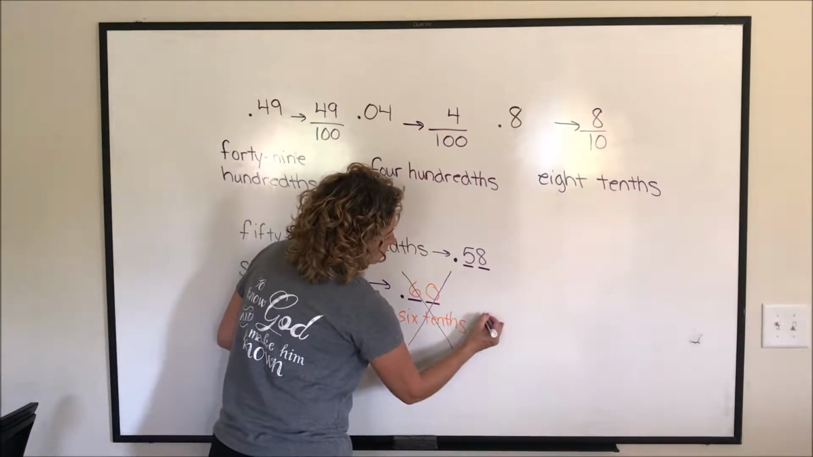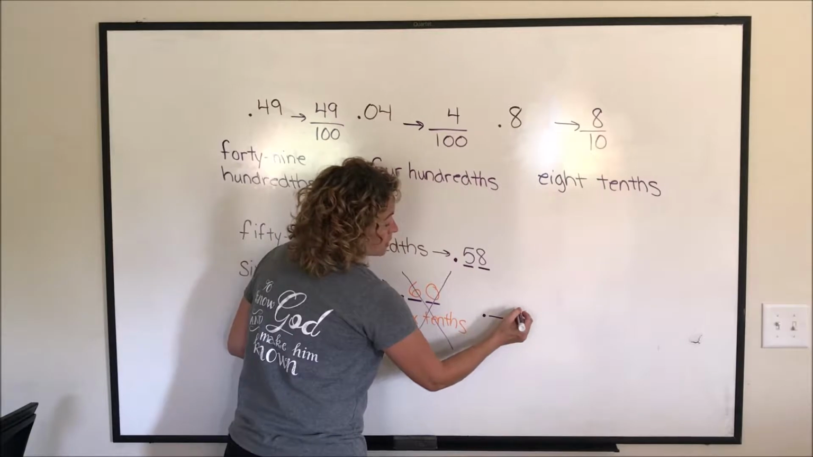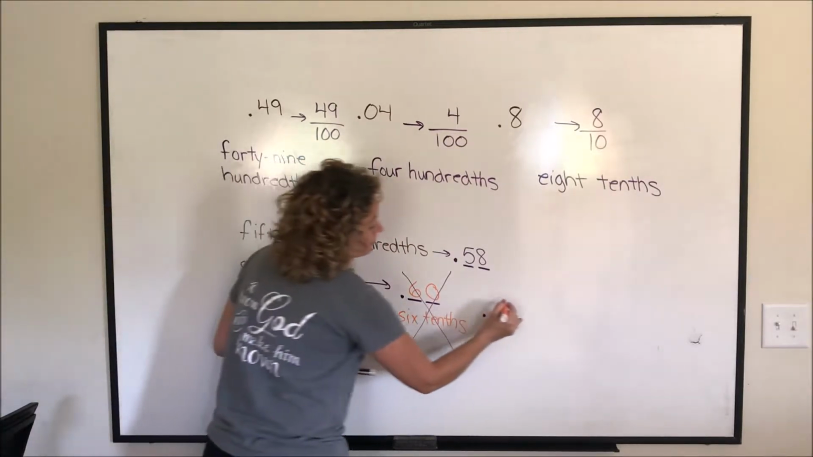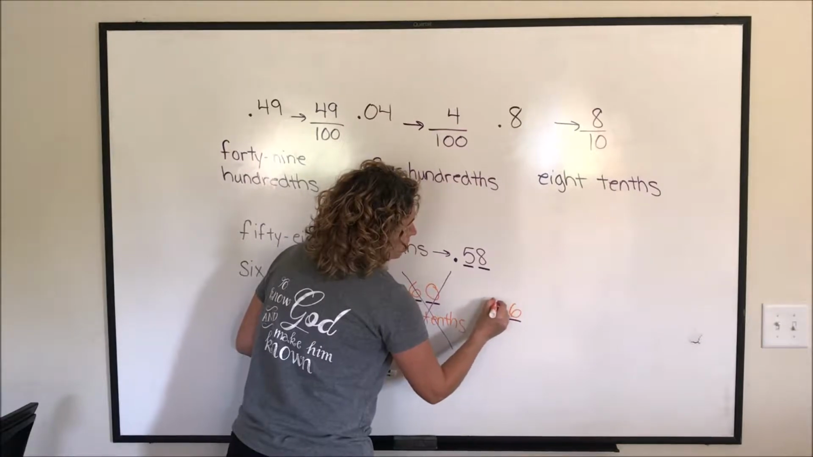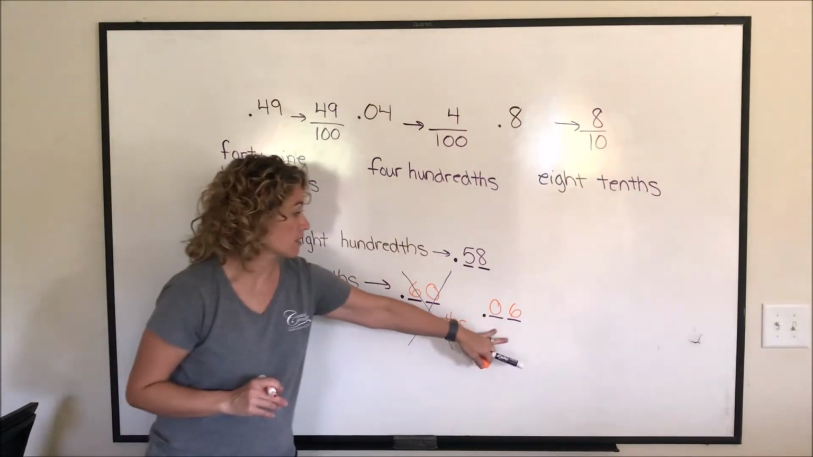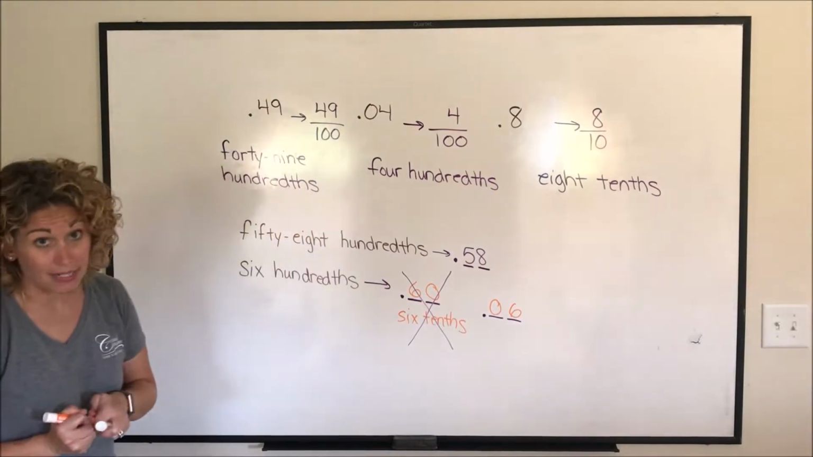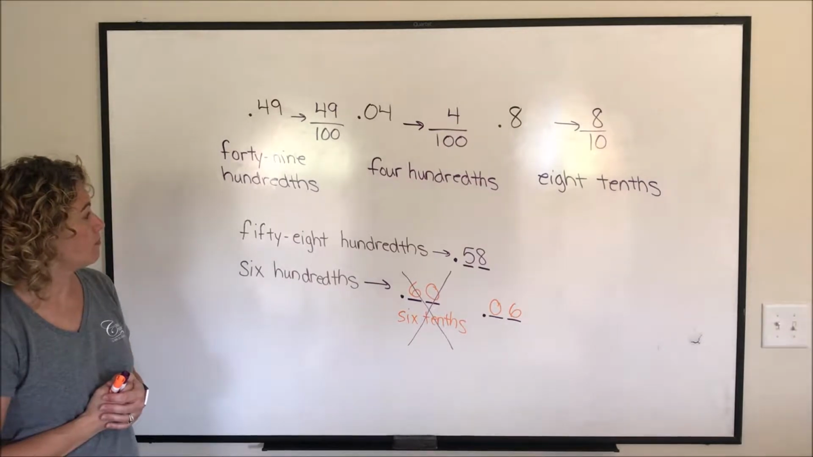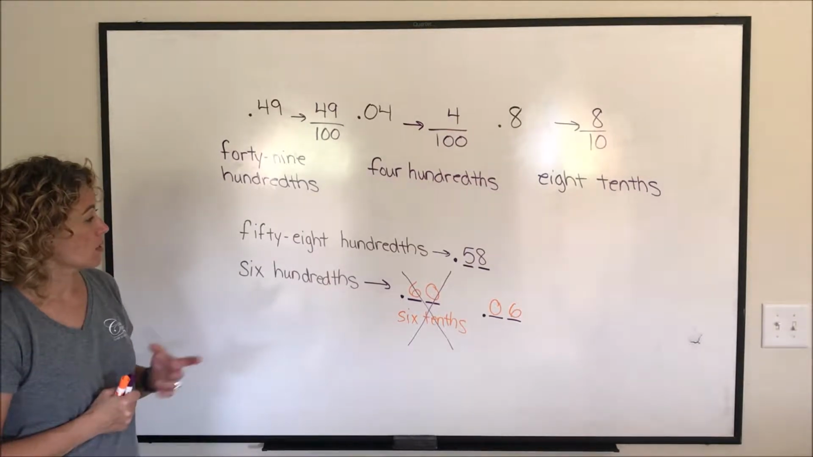So that means our 6 has to go in the hundredths spot. And we're going to put a 0 in front. So 6 hundredths is 6 pennies out of $1. Okay?